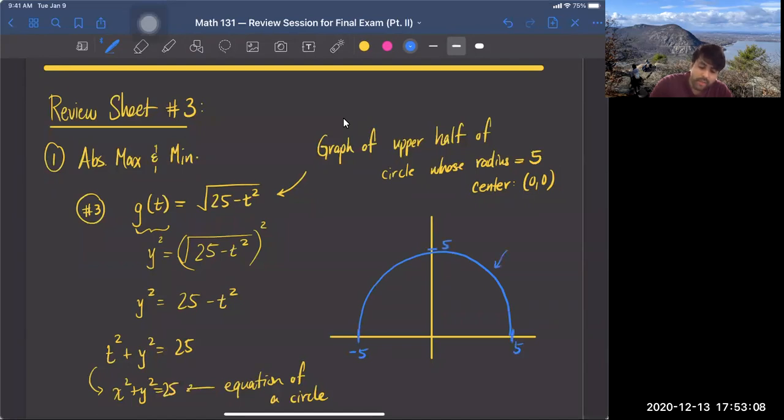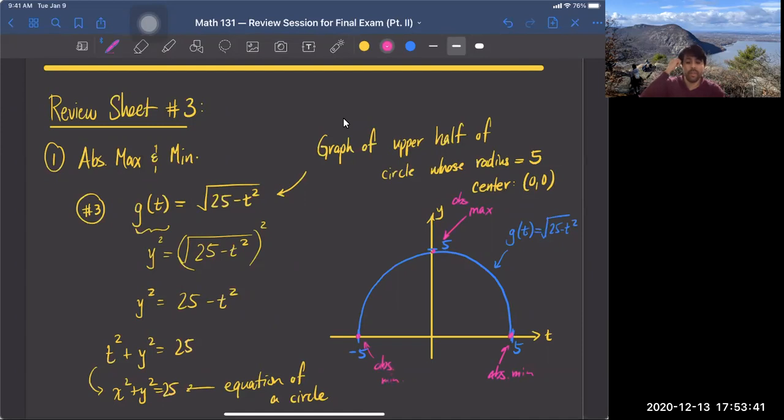This is the graph of g of t equals the square root of 25 minus t squared. Just by looking at the graph, we would already know what the maximum and minimum are. This is going to be my max, and the endpoints here will be my minimum. This is the absolute max, and this would be the absolute min, right?